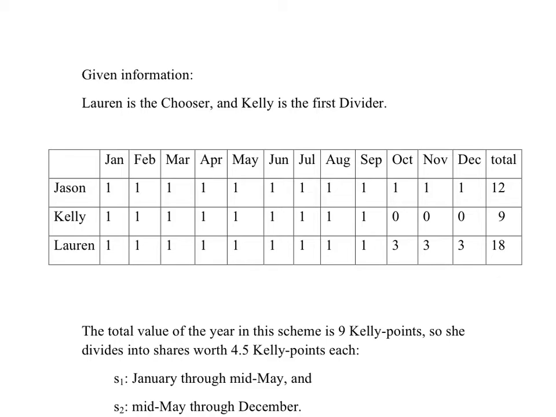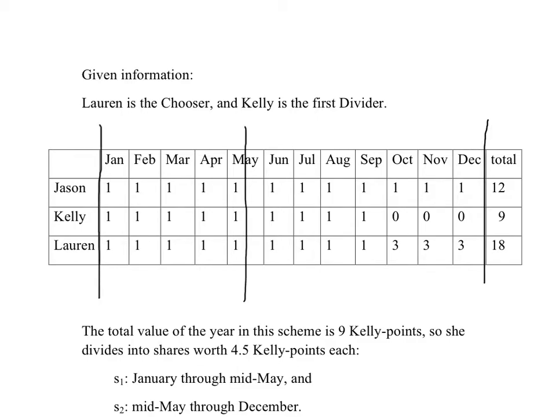So Kelly has to make her division at the value midpoint of the year, from her point of view. And that is in mid-May. Right, so we have this rule that January 1st is a turnover point. So Kelly is going to divide the year from January to mid-May and from mid-May to the end of December.